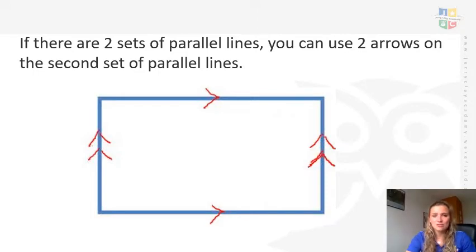So if there are two sets of parallel lines, on here you can see that the lines which have got one arrow on are parallel lines. However, you can also see on a rectangle that there is another set of parallel lines, which are the vertical lines going up. Now if there are two sets of parallel lines, we would put a different amount of arrows on. Same if there were 3 or 4, we'd just add an extra arrow. So we can see the horizontal parallel lines have got 1 arrow and the vertical parallel lines have got 2 arrows.